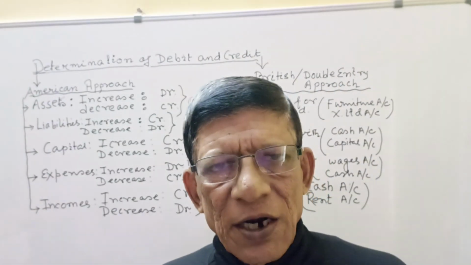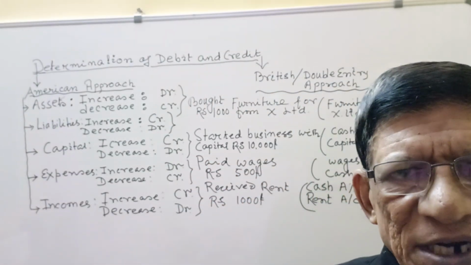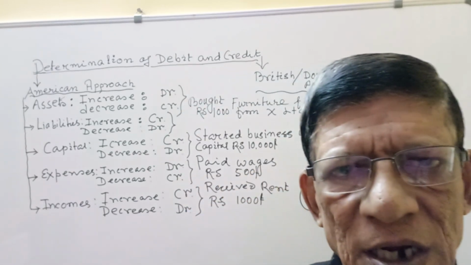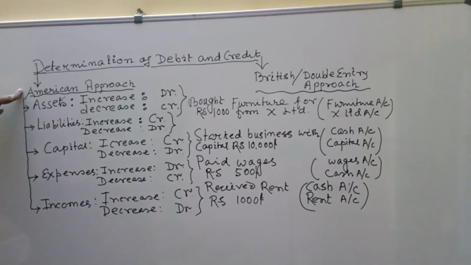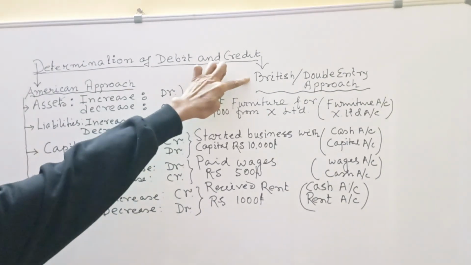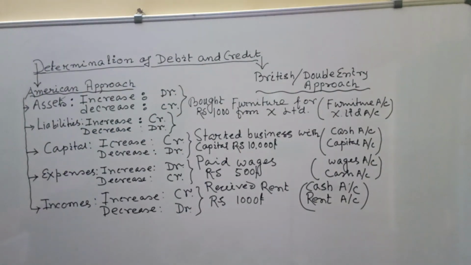Actually, there are two worldwide accepted procedures or systems for the determination of the debit and credit. One is the American approach. You can see it here. I wrote it on the board for you to note down and for your reference also. And another is the British or double entry approach. By these two methods or systems, we can determine the debit and credit from a given transaction. At first, we shall discuss the American approach.